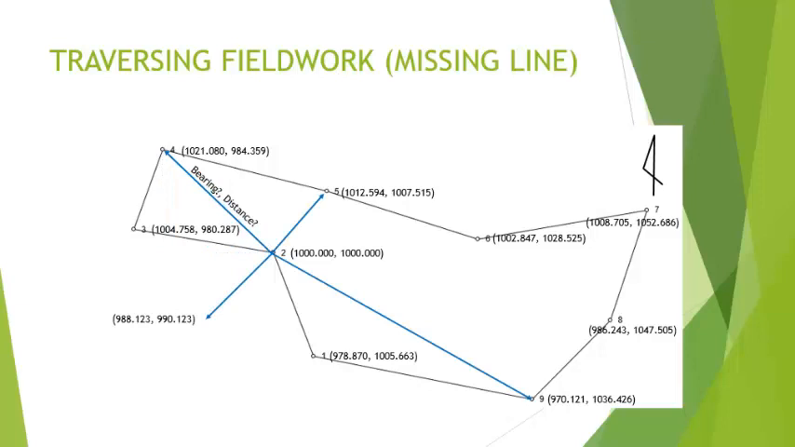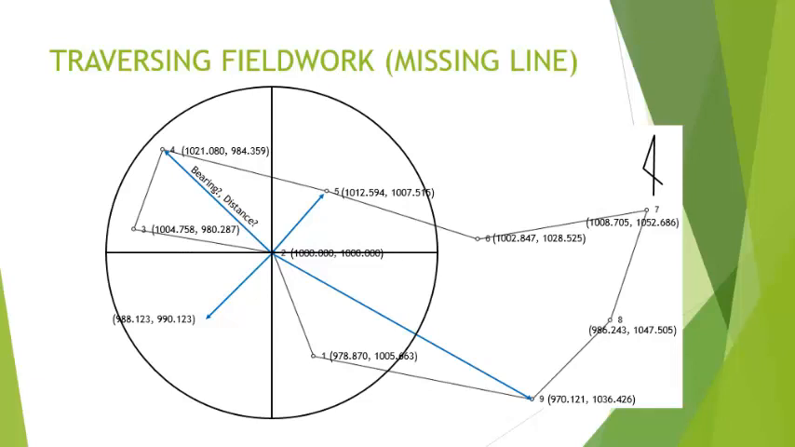As you can see here, there are 4 directions of a missing line, from station number 2 to all other 4 survey stations. These directions actually represent the 4 quadrants. Starting from the top right is quadrant number 1, followed by the bottom right, which is quadrant number 2. Next is the bottom left, which is quadrant number 3. And finally, the left is quadrant number 4.